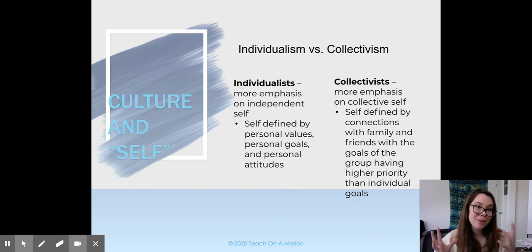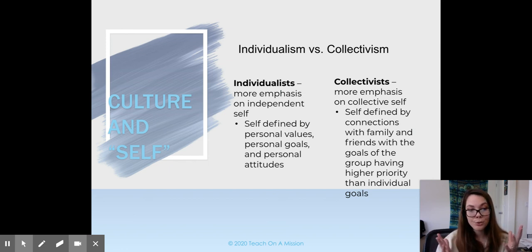And then we have a collectivist culture, and this emphasizes the collective self. This is where we value others just as highly as ourselves. Let me give you an example. America is a very individualistic culture. We thrive on being unique, and we thrive on making things for ourselves, and we have our own personal values and goals and our own guidelines for ourselves, right? No matter what, at the end of the day, we want to take care of ourselves first.